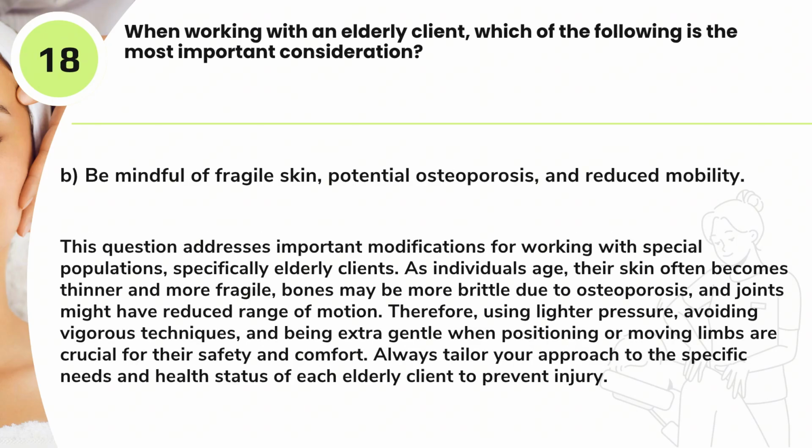Answer: B. Be mindful of fragile skin, potential osteoporosis, and reduced mobility. This question addresses important modifications for working with special populations, specifically elderly clients. As individuals age, their skin often becomes thinner and more fragile, bones may be more brittle due to osteoporosis, and joints might have reduced range of motion.